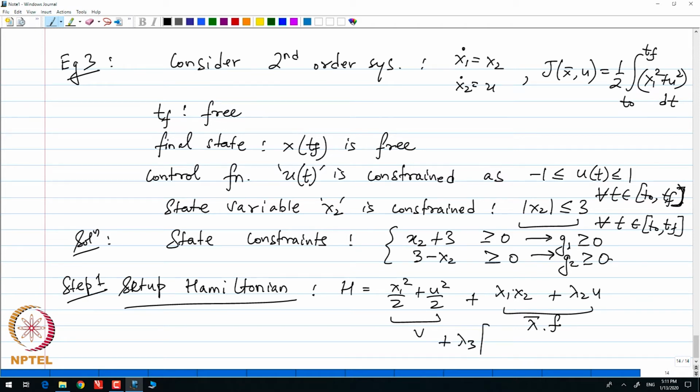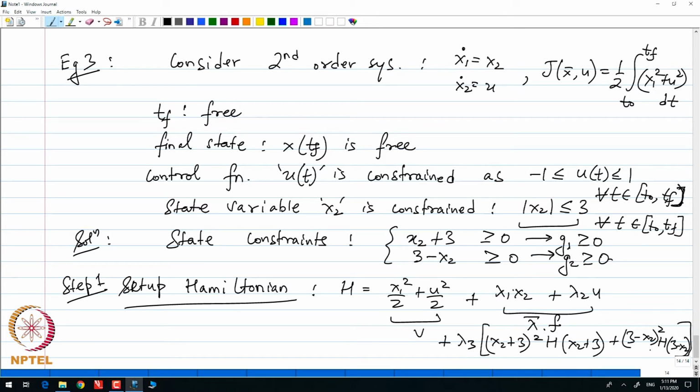The way f n plus 1 is set up is using my Heaviside function, using the two constraints I have. So, g1 squared is (x2 plus 3) whole squared times the Heaviside function of x2 plus 3, plus (3 minus x2) whole squared times the Heaviside function of 3 minus x2, and well, that is it.